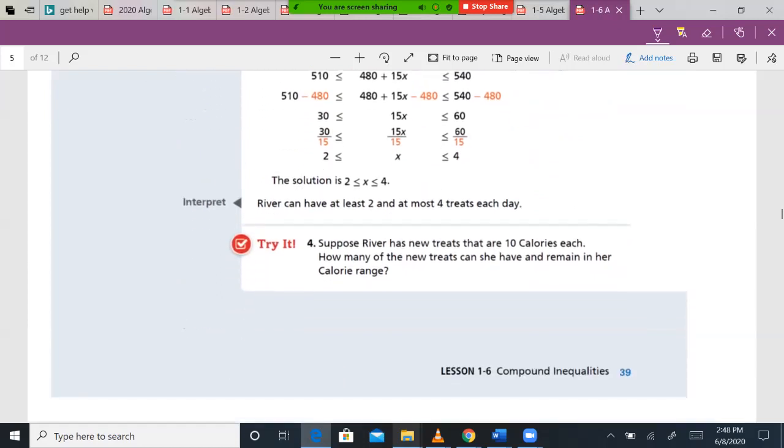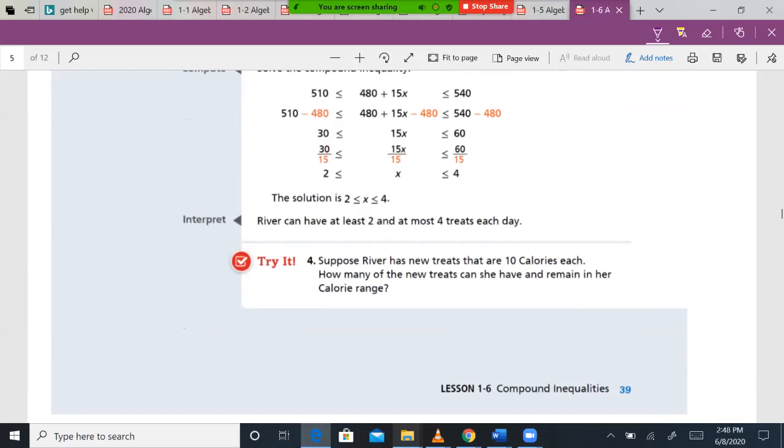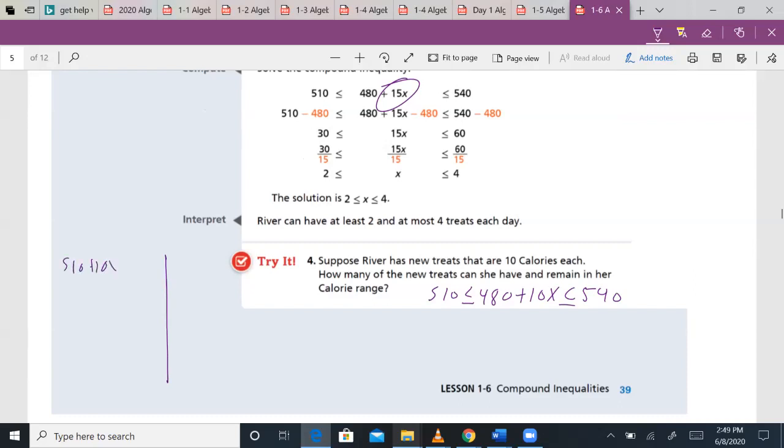So now let's focus on this here, okay? Suppose instead of 15, it's 10. So this 15 is going to change to a 10, okay? Let's write this out: 510, 480 plus 10x, and then 540. What I'm going to do is the work on the left side here, and I'm going to separate it. So 510 is less than 480 plus 10x, okay? Let's write that a little bit better.